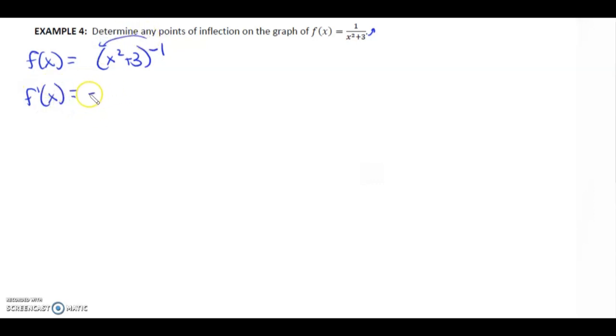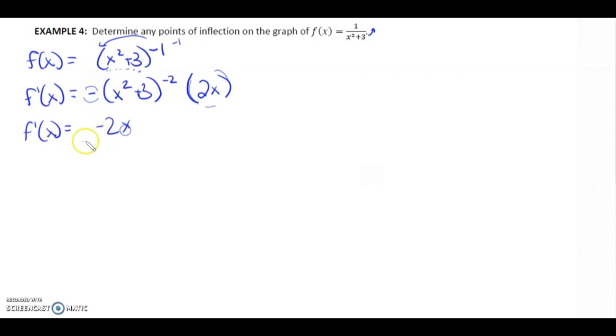Okay, we bring down the negative 1. Okay, and it's x squared plus 3. We subtract 1 from there, we get negative 2. But then we have to do the chain rule. The chain rule is, what's the derivative of x squared plus 3? We get 2x. Okay, so let's leave the negative and the 2x in the numerator. And let's bring this bracket, x squared plus 3, to the denominator so that this negative 2 in the exponent becomes a 2.